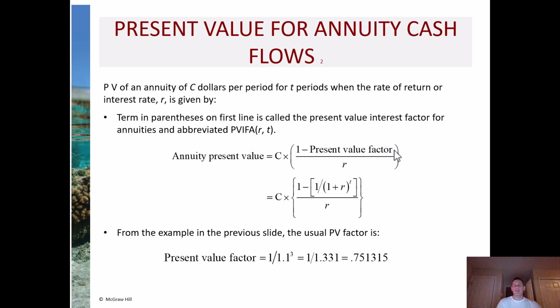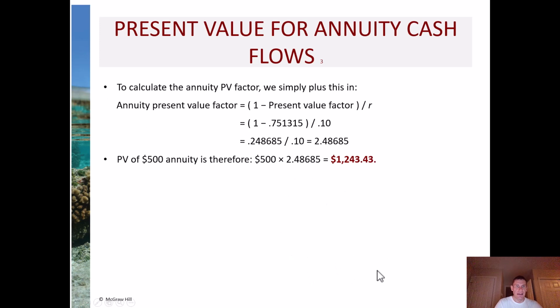So again, don't look at this and freak out. I promise you it's not difficult. It's just a question of plugging in the numbers. And that's kind of what we're doing here, right? So you see 1 over 1.1 to the power of 3, which equals 1 over 1.331. And we get the present value factor of 0.751315.